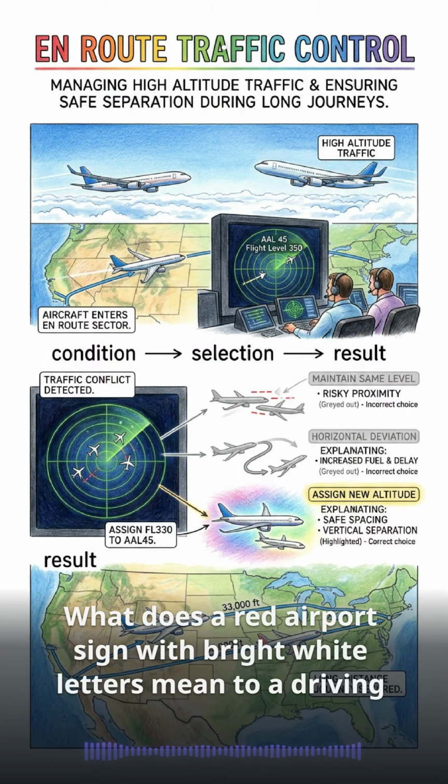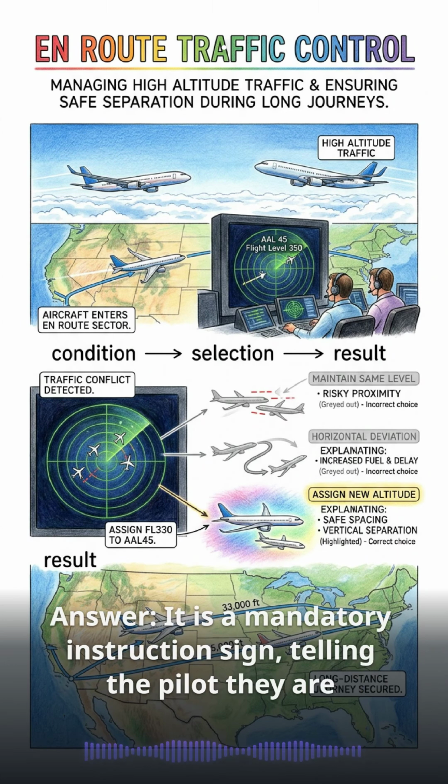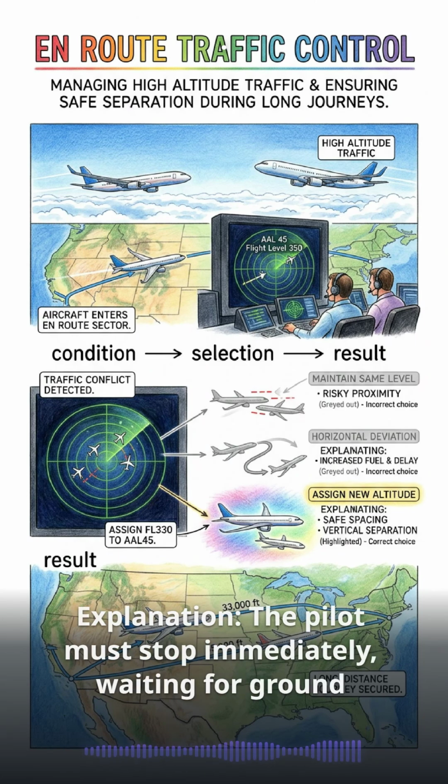24. What does a red airport sign with bright white letters mean to a driving airplane pilot? It is a mandatory instruction sign, telling the pilot they are entering a very dangerous area. The pilot must stop immediately, waiting for ground control to give them permission to move forward.